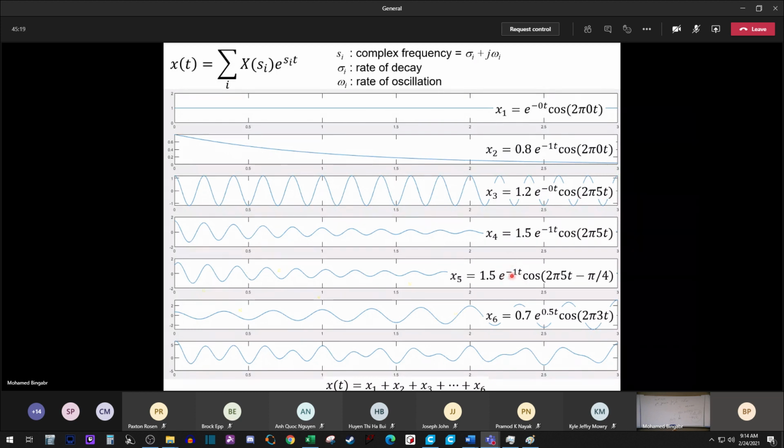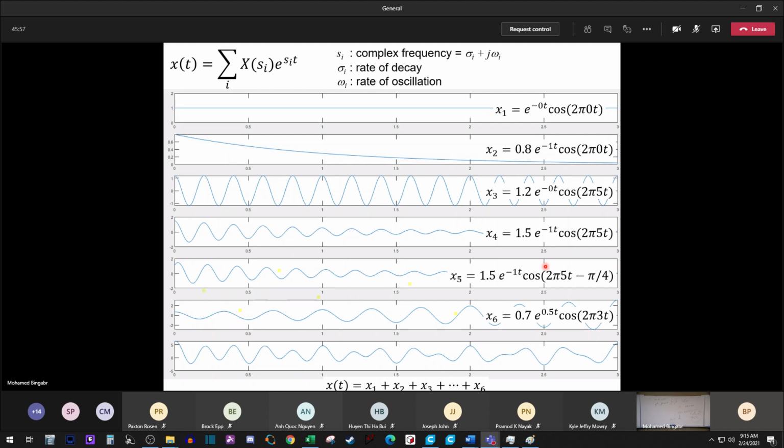This one has a decay, has an oscillation, and is phase shifted. It is shifted to the right by pi/4. Pi means 180 degrees, so 360 degrees is 2 pi and pi is 180. That's a shift of half a cycle of the wave. So if you have a wave like this, you shifted half a cycle. Pi/2, you shifted 1/4 of a cycle. Pi/4, you shifted by that much, 1/8 of a cycle.